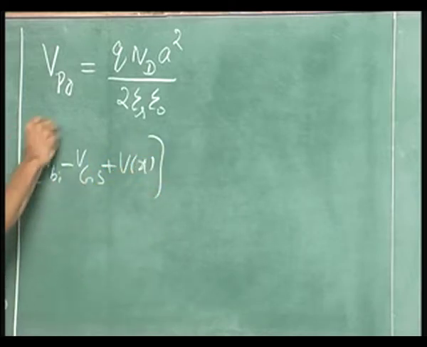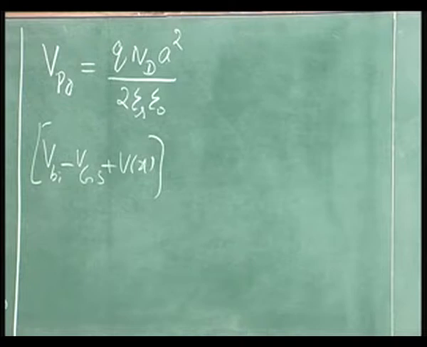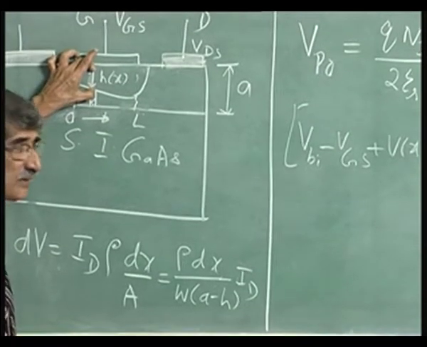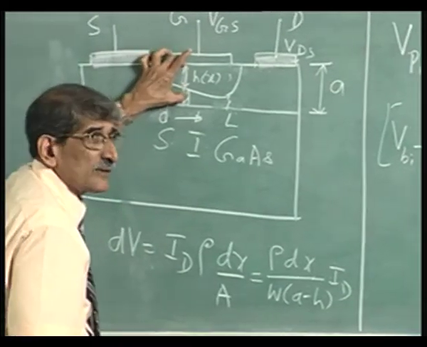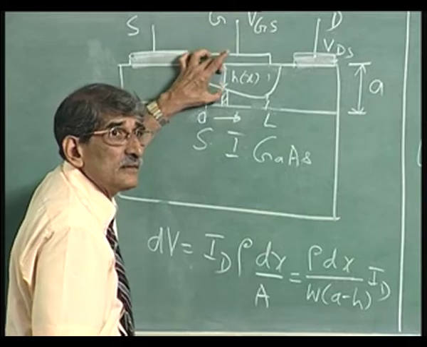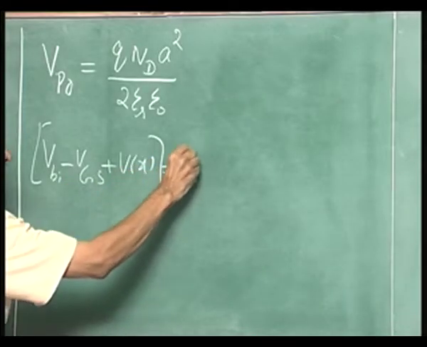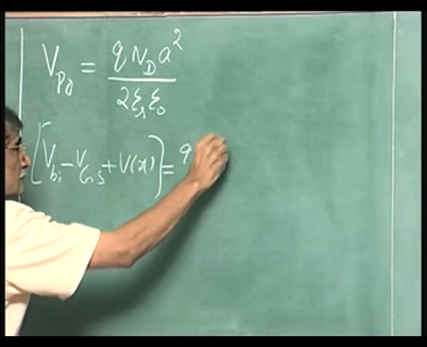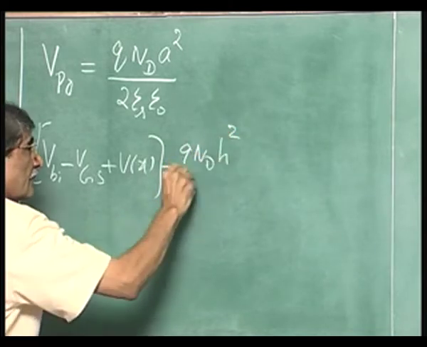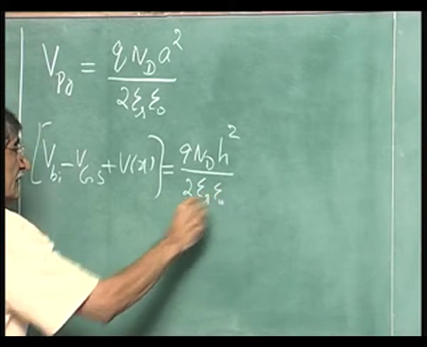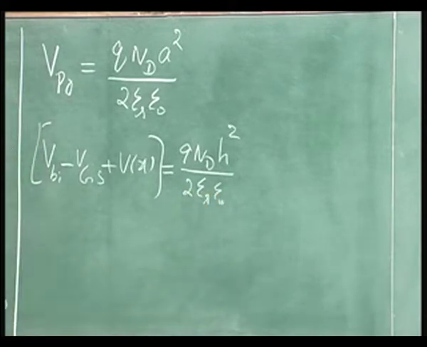What is that? V b i minus V g s is the potential here, plus V of x is the potential there. So, that potential across that is related to the H. So, that is equal to H squared divided by twice epsilon r epsilon 0. Now, you know how to write that H by A.